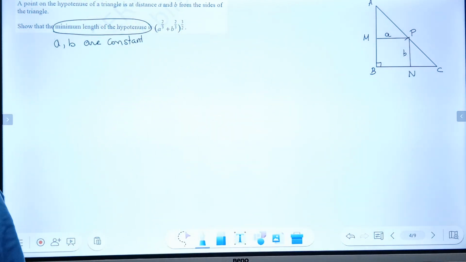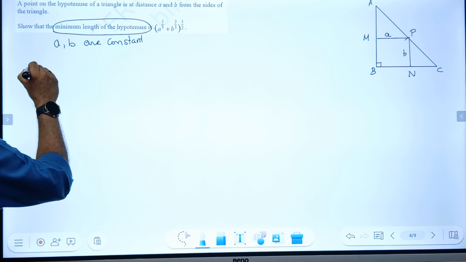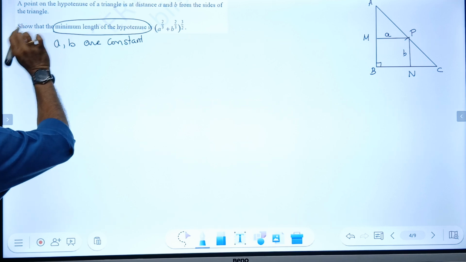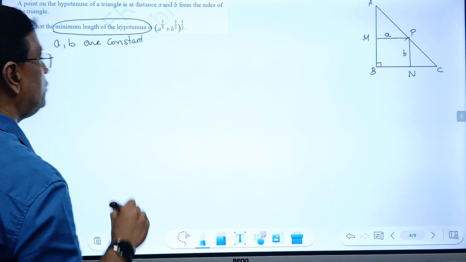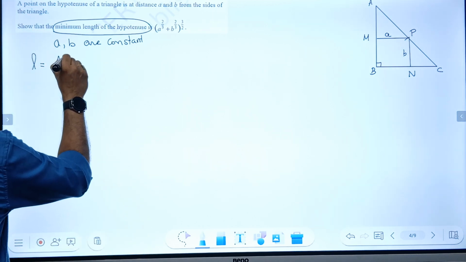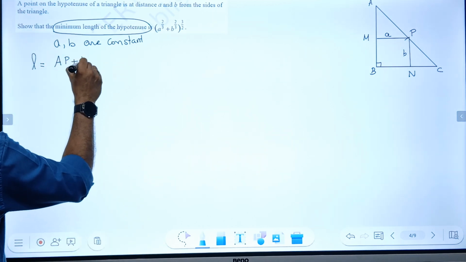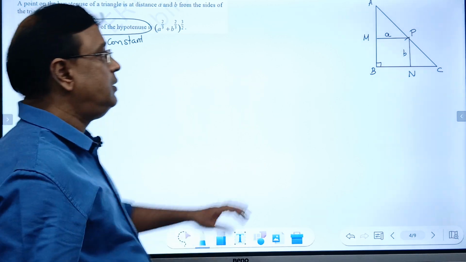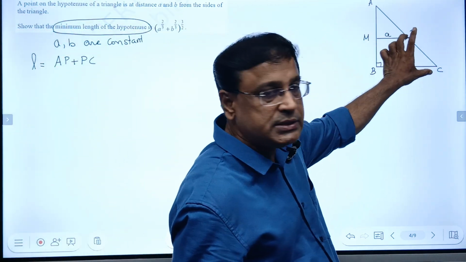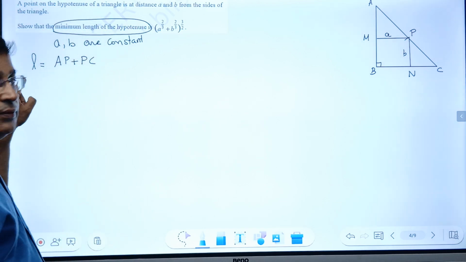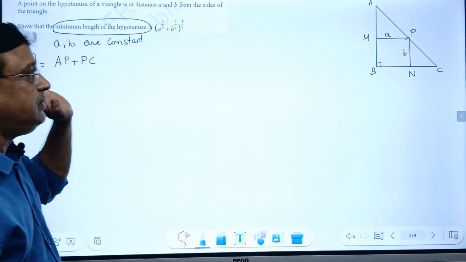Now what is the length of the hypotenuse, right? So what is length of the hypotenuse? Length of the hypotenuse is nothing but AP plus PC. You see? Length of the hypotenuse, AC is nothing but AP plus PC. I have to minimize this length L. Okay, I have to minimize this length L.